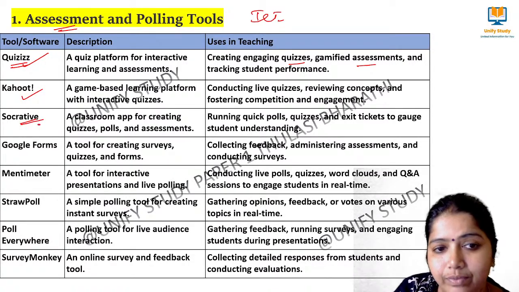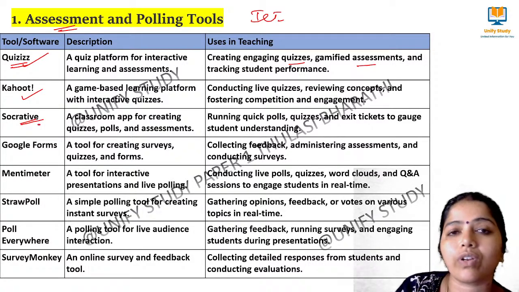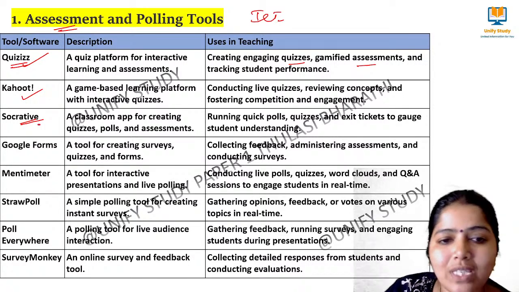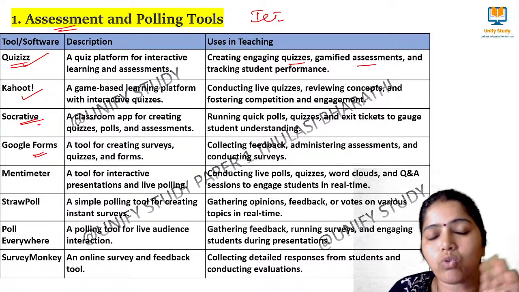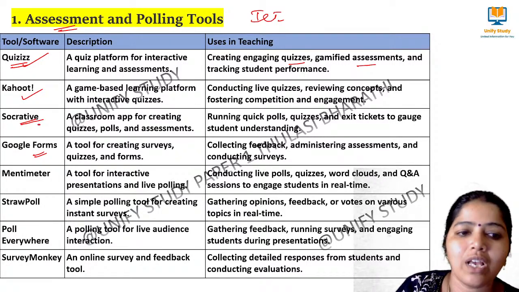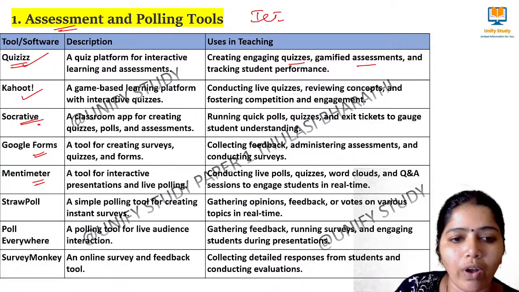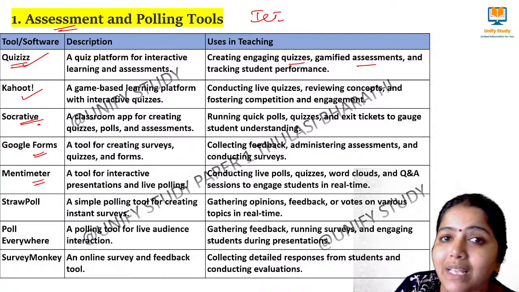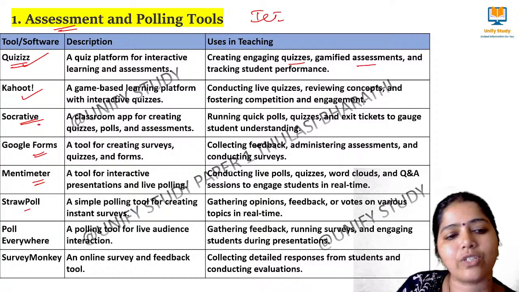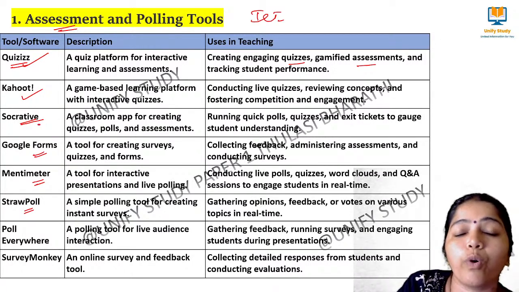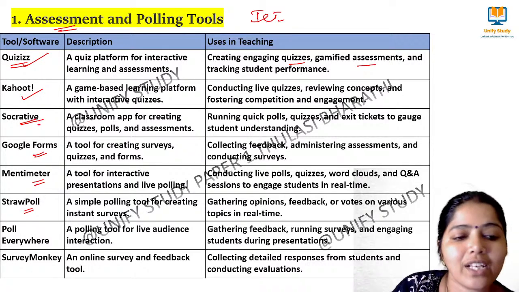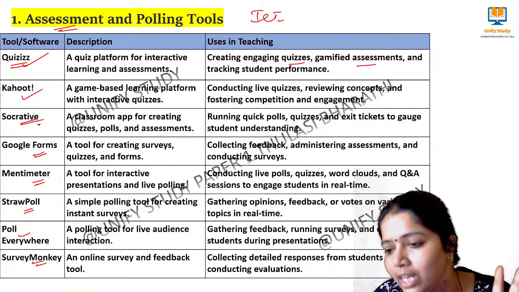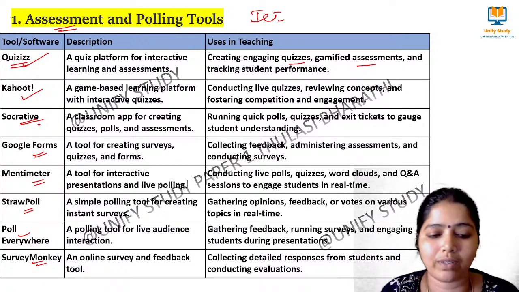Next we have Socrative. What do you mean by Socrative? Socrative is a classroom app for creating quizzes, polls and assessments. And then we have Google Forms. Google Forms is also a way of creating surveys, quizzes and forms. Mentimeter is also a tool which we use for interactive presentations and live polls. It will be a very good revision, learners. Please stay tuned. Straw Poll is also a polling tool that we use to create surveys. Next, Poll Everywhere. This is a polling tool for live audience interaction. And SurveyMonkey is also a survey tool. These are all the most important assessment tools that we have.